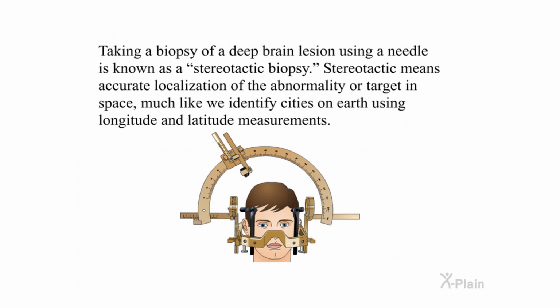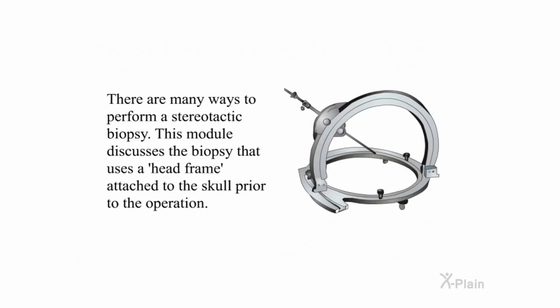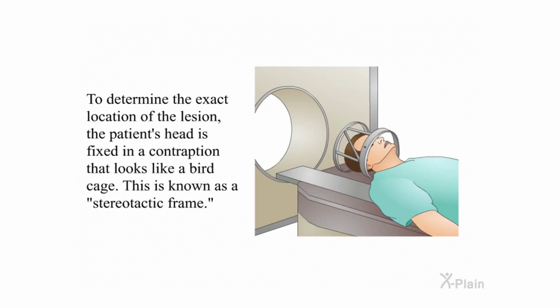Taking a biopsy of a deep brain lesion using a needle is known as a stereotactic biopsy. Stereotactic means accurate localization of the abnormality or target in space, much like we identify cities on Earth using longitude and latitude measurements. There are many ways to perform a stereotactic biopsy. This module discusses the biopsy that uses a head frame attached to the skull prior to the operation. To determine the exact location of the lesion, the patient's head is fixed in a contraption that looks like a bird cage. This is known as a stereotactic frame.